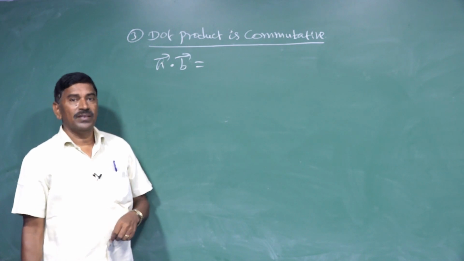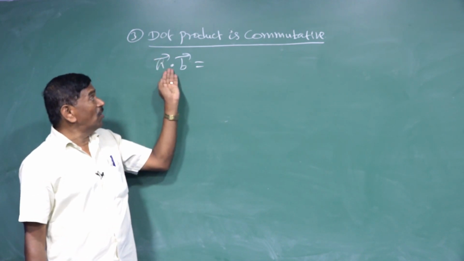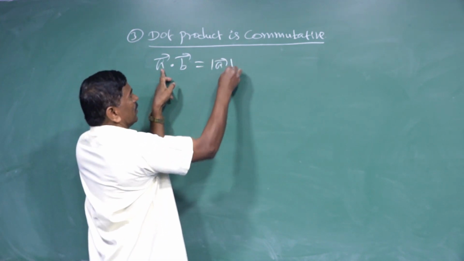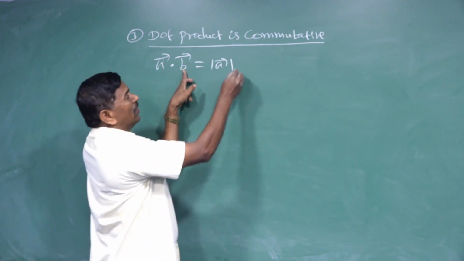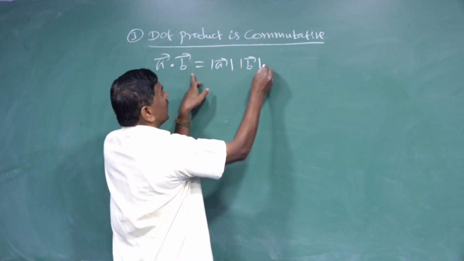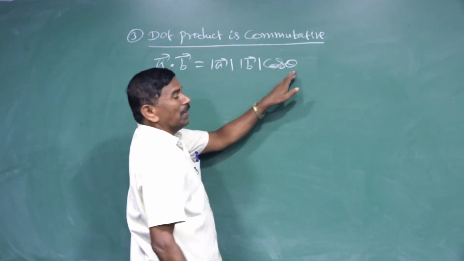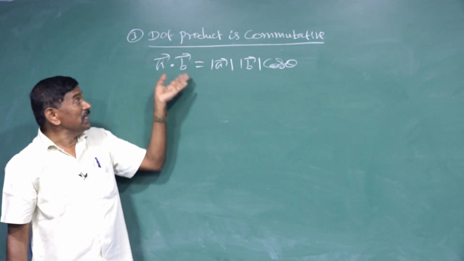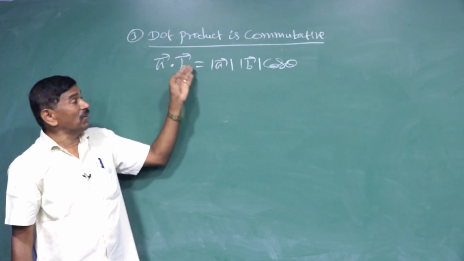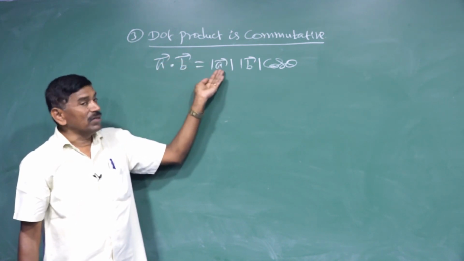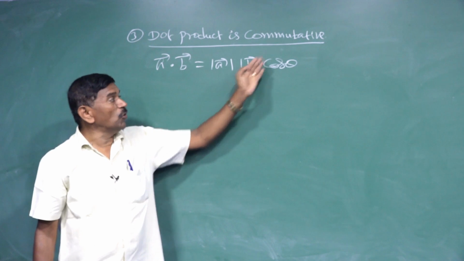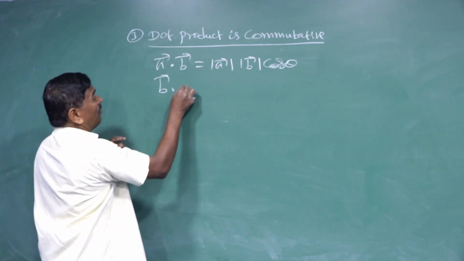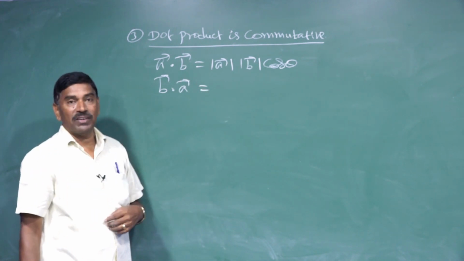The definition of dot product is given by a vector dot b vector equal to modulus a vector into modulus b vector into cos theta, where theta is the angle between a vector and b vector. Again, from the definition of dot product, a vector dot b vector is equal to modulus a vector into modulus b vector into cos theta. Now can anyone tell me what is b vector dot a vector?